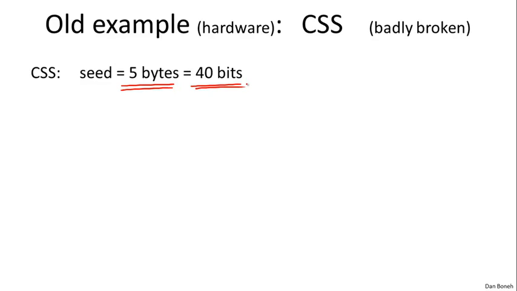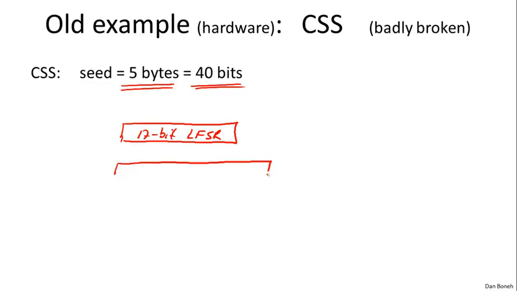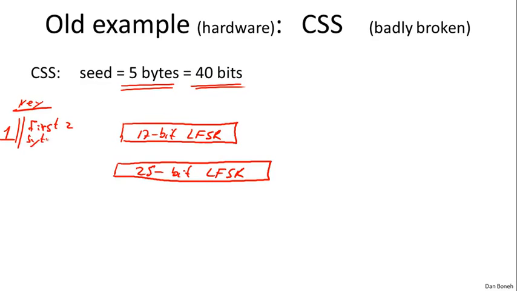So their design works as follows. Basically, CSS uses 2 LFSRs. One is a 17-bit LFSR. In other words, the register contains 17 bits. And the other one is a 25-bit LFSR. It's a little bit longer. And the way these LFSRs are seeded is as follows. The key for the encryption basically looks as follows. You start off with a 1, and you concatenate to it the first 2 bytes of the key. And that's the initial state of the LFSR.